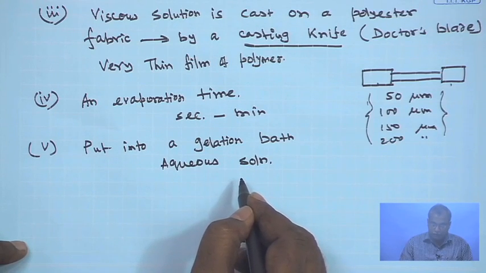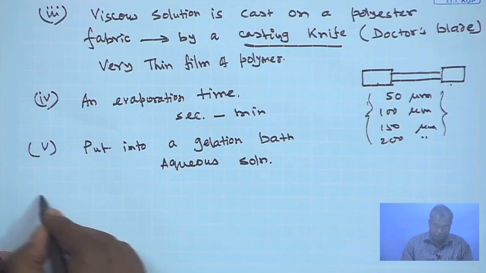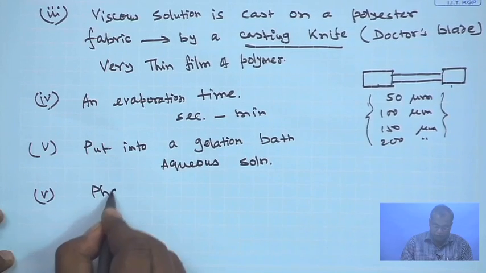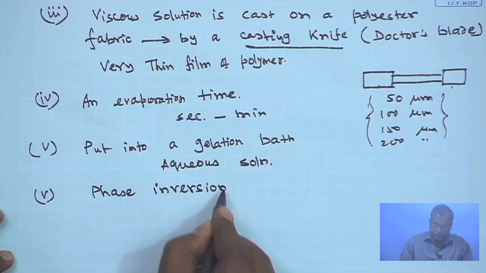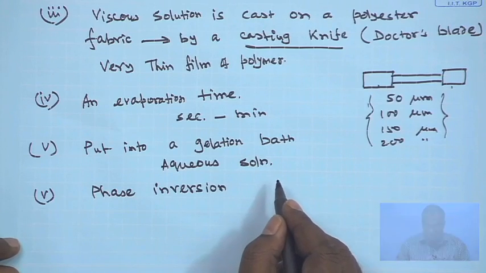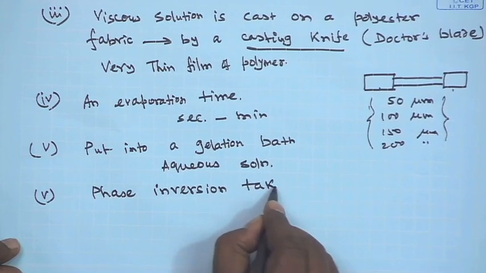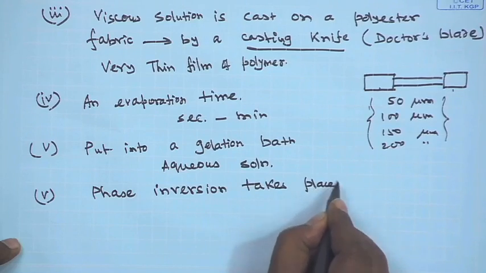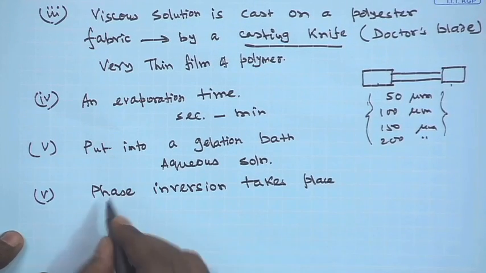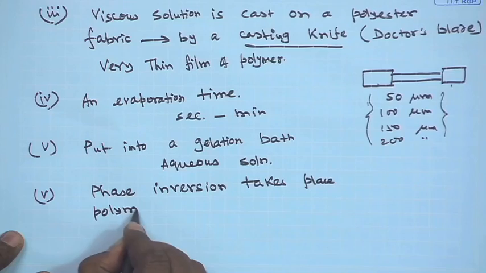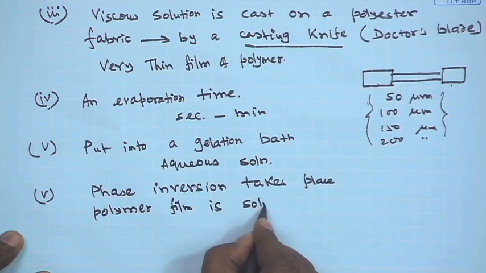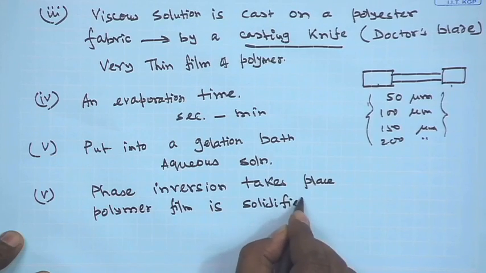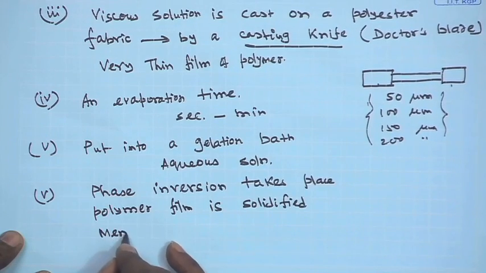Once the antisolvent comes in contact with the polymer film, the phase inversion takes place. So, this is also known as the phase inversion technique, and the polymer film gets solidified and transfers from the liquid stream, and the membrane is formed. The polymer film is solidified, the membrane is formed.